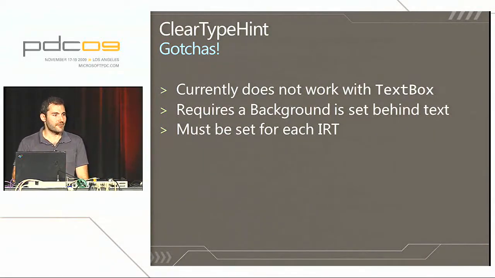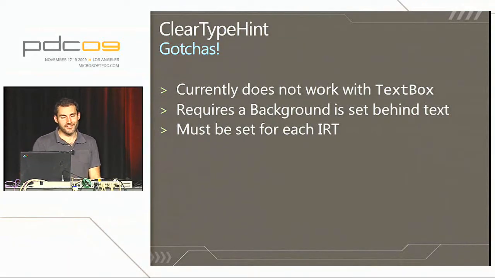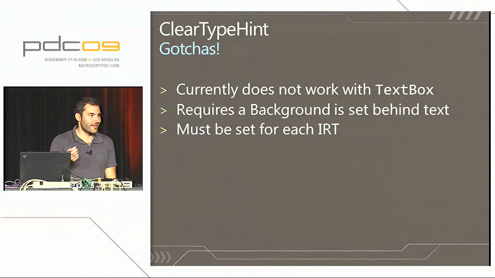And it requires that you set a background behind the text. So even if you think there's a background, you have to be explicit about setting a background behind your text. Otherwise, it will still render with grayscale, and you'll think the property isn't working. I've run into this problem numerous times. So if you actually go and try to use this, it's worth making sure that you have a background behind your text when you're rendering it into an IRT.